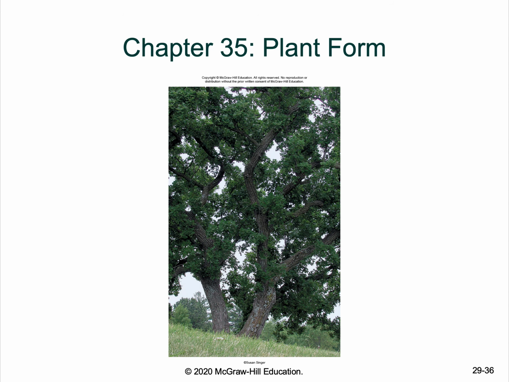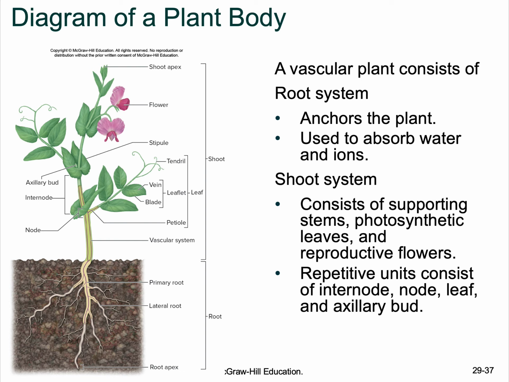Okay, moving on to chapter 35, plant form. This is going to be short because we've actually already covered a lot of the main things in the previous chapters. We have a picture of a plant, and so we're familiar with that, right? You have the root and then what we call the shoot. The shoot is anything above ground, and the root is anything below ground.